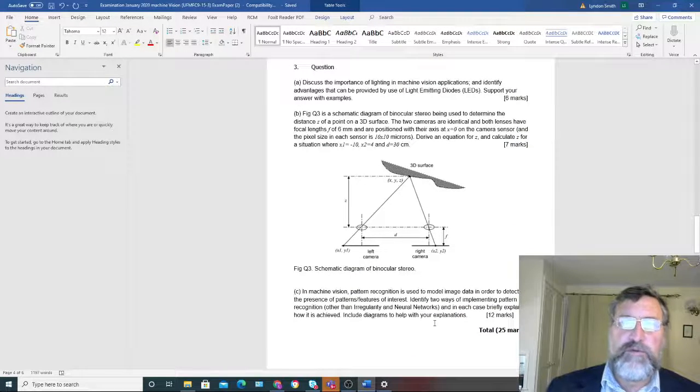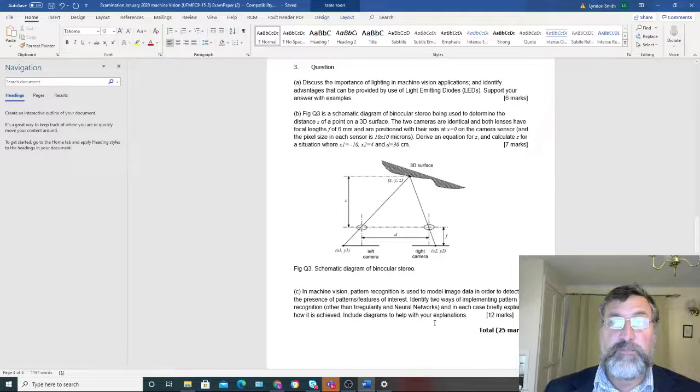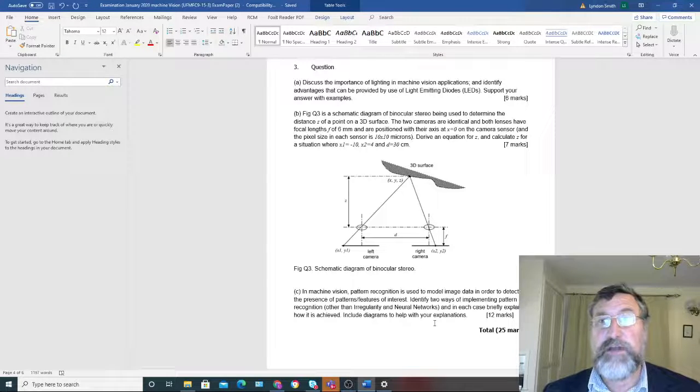Discuss the importance of lighting in machine vision applications and identify advantages that can be provided by use of light-emitting diodes. Support your answer with examples. Well, there isn't really any exact way of answering this that I'm particularly wanting you to do. It's really your own style and your own approach, but it'd be good to mention certain things, I think.